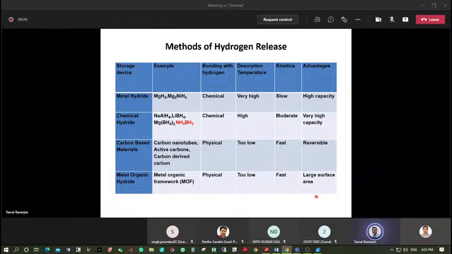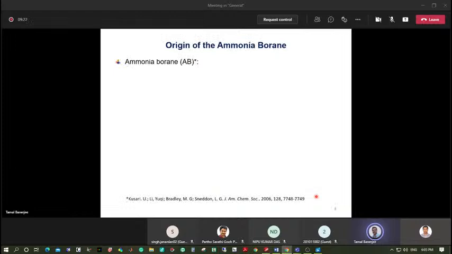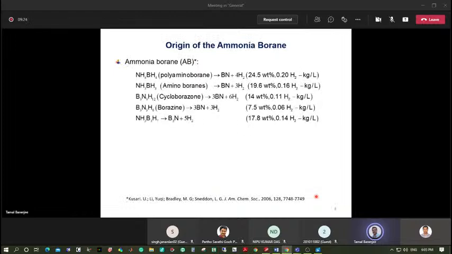So what is this ammonia borane? From ammonia borane, we have these different storage materials as starting materials. These are all together called ammonia borane. You can have polyaminoborane. If it releases, it will release boron nitride and 4 moles of hydrogen gas. By weight, it is 24.58%, or 0.20 kg of hydrogen per liter.